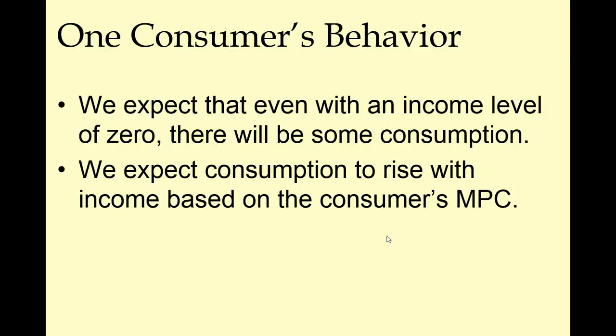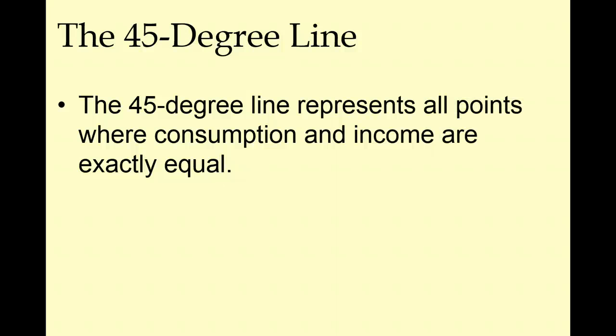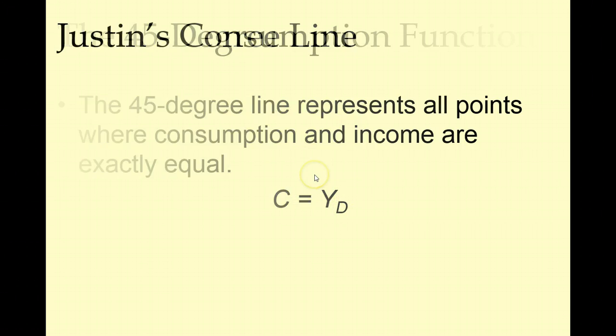So, basically, we expect that even with an income level of 0, there's going to be some consumption, and that's the autonomous spending, and we expect consumption will rise as income increases. Now again, we talked about that 45-degree line on that one graph that showed spending on the vertical axis and income on the horizontal axis. And any point along that line is going to be spending equal to income.